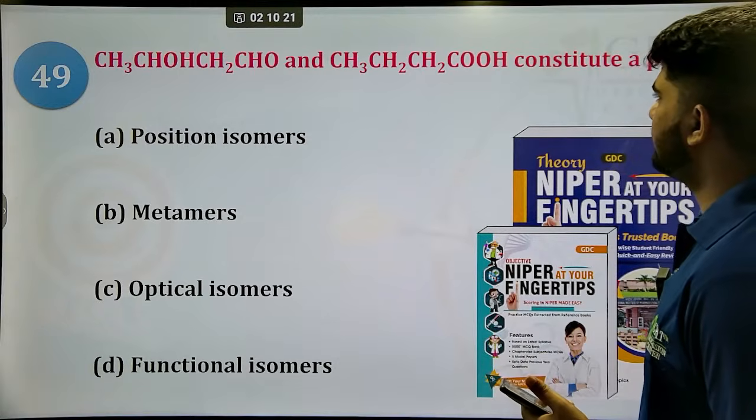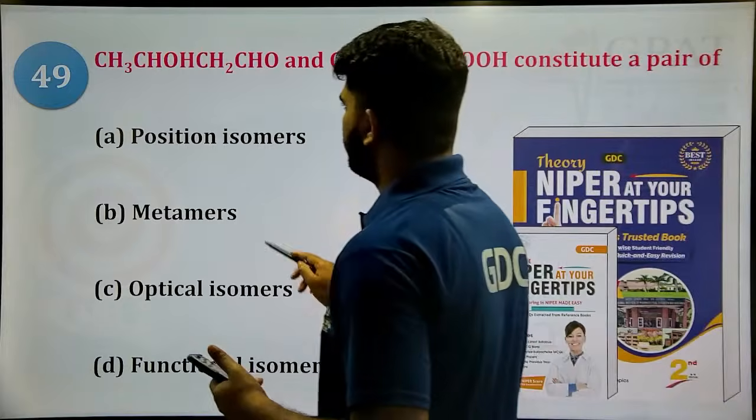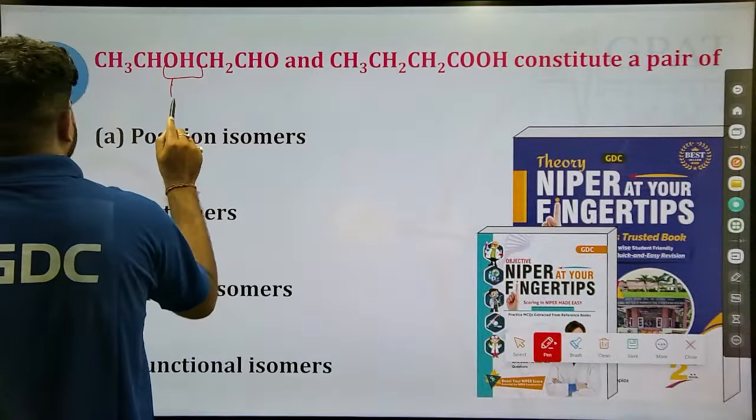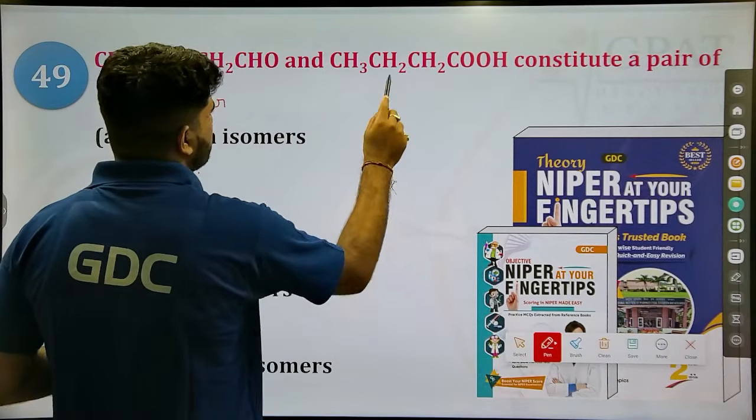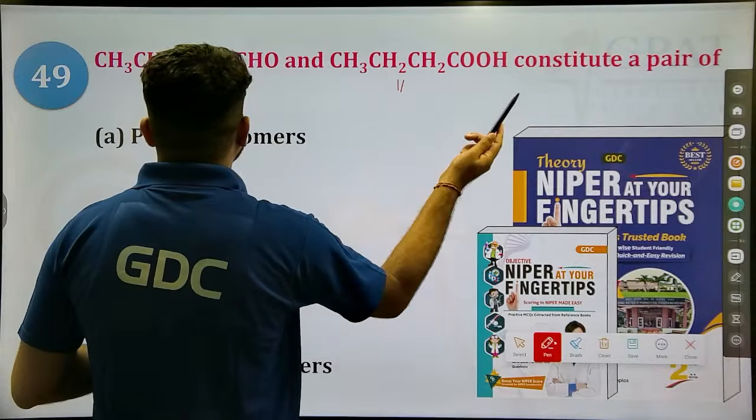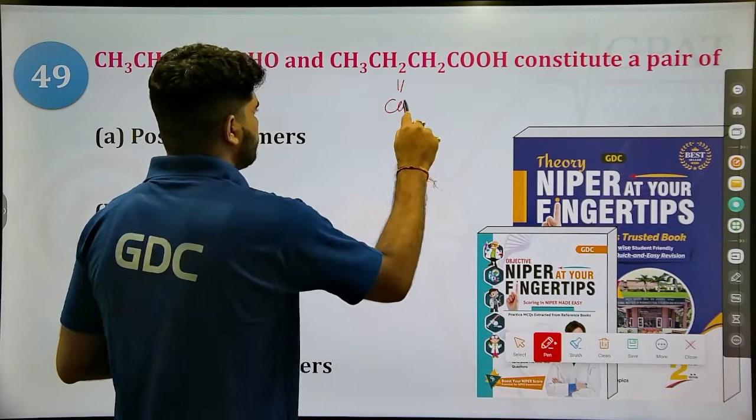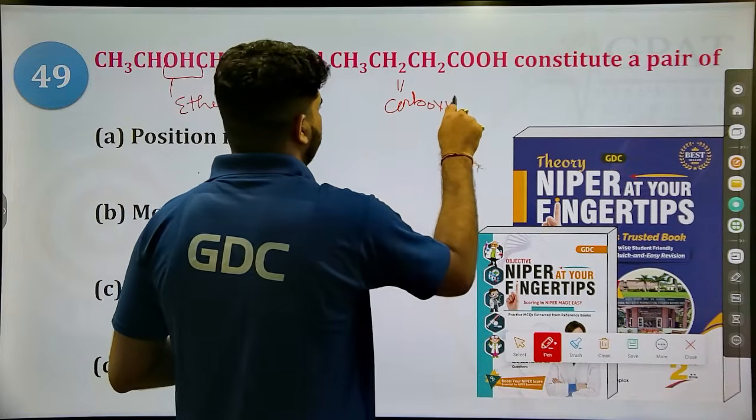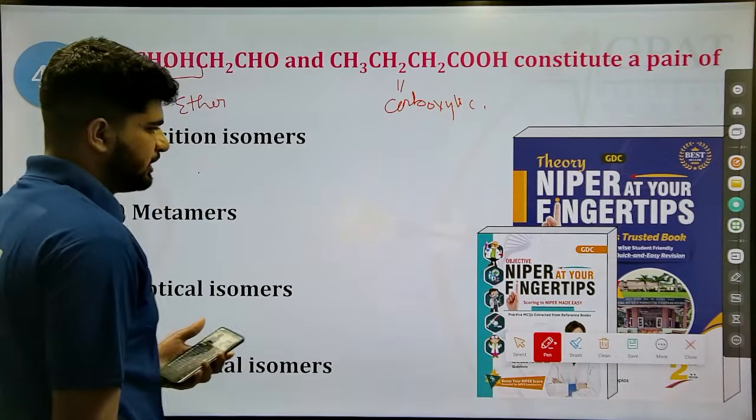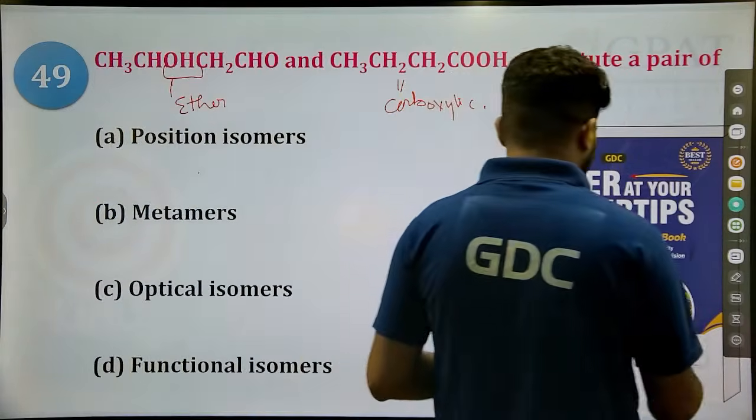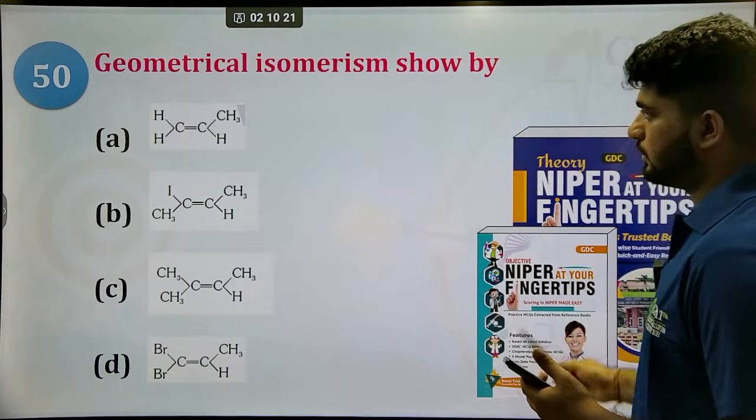CH3CHO OCH3CHO and CH3CH2 considered a pair of what? Here you can see this is your ether group, and this is, obviously, the carboxylic group. So that is a functional group change. Is it position isomer, metamers, optical isomer, or functional isomer? I think that would be your functional isomer. Yes, functional isomer is going to be your correct answer.